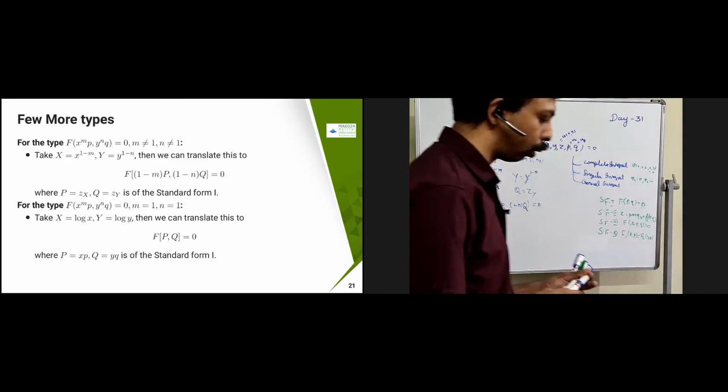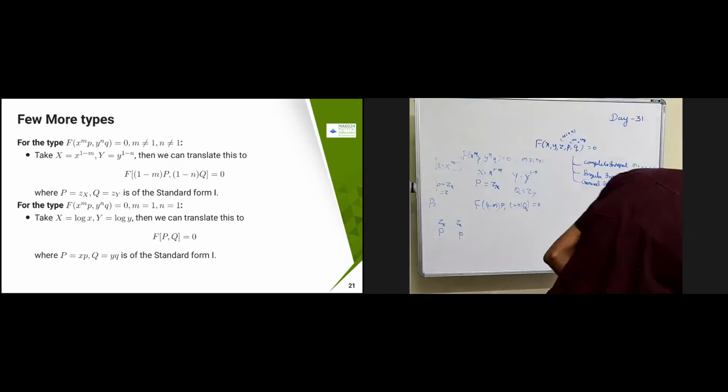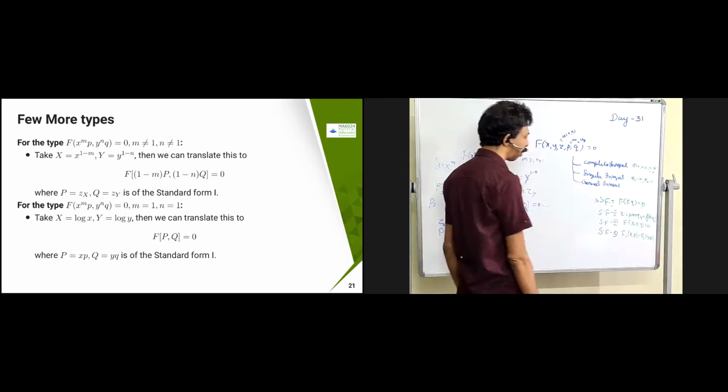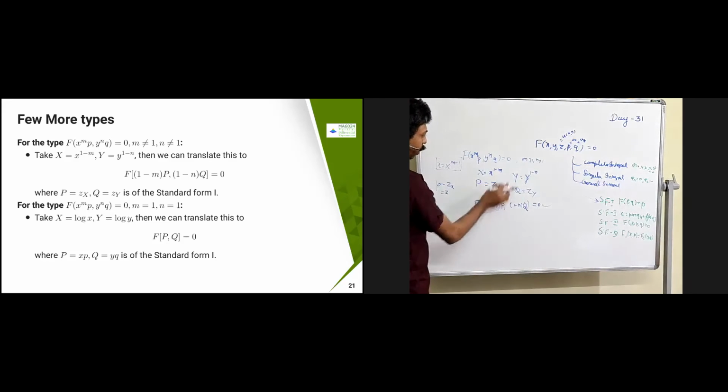Same way for the y also. Okay, so then what you got as the answer is this form. This is going to become like standard form 1, because f of p comma q is some constant only, right? 1 minus m and m are some small integers, so therefore you are going to get 1 minus m.